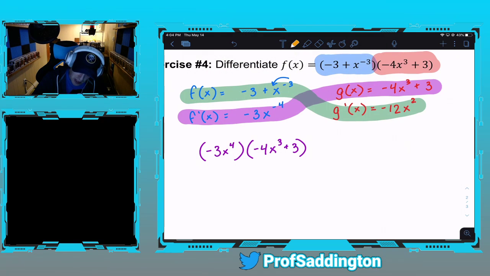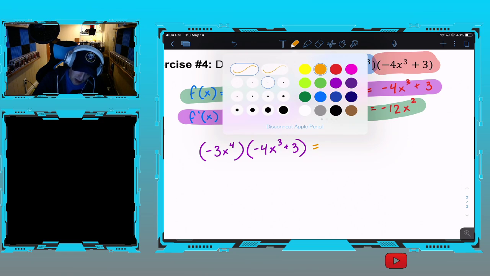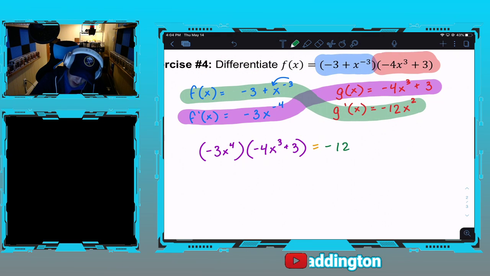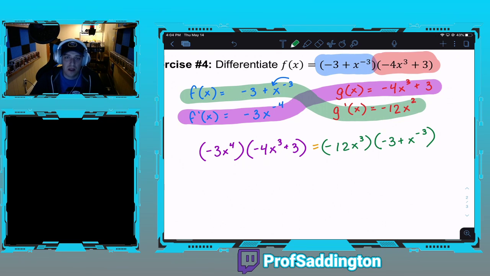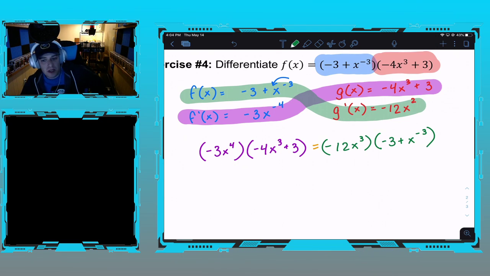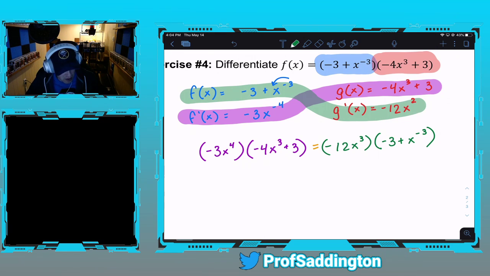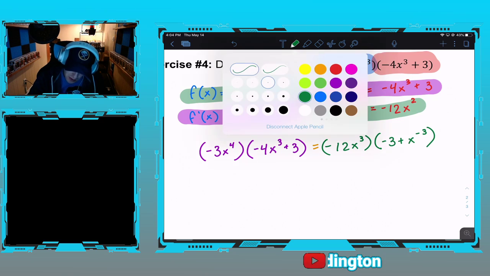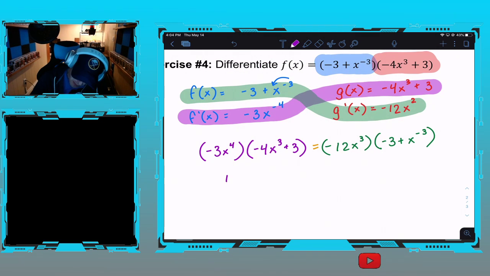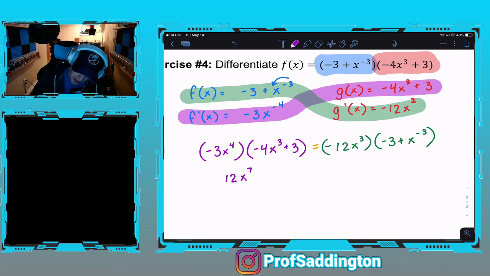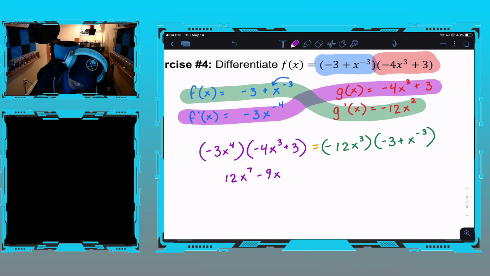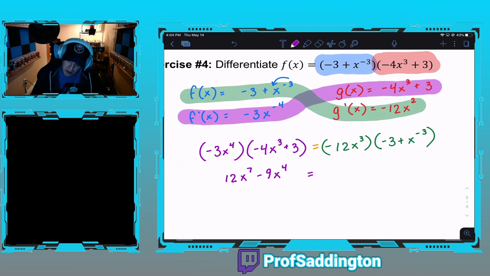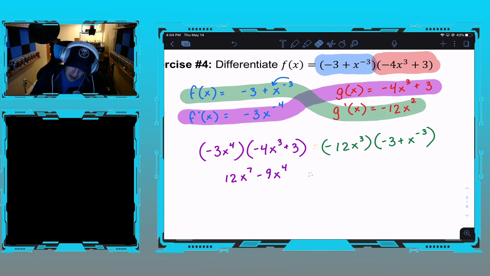And I'm just going to set it equal to, no, I'm going to add negative 12x squared times negative 3 plus x to the negative 3. Now all I'm going to do is multiply it through and see what this works out to be. That's going to give me a positive 12x to the negative 1, and negative 9x to the negative 4. I meant to put a plus sign there, and I wrote it as equals.